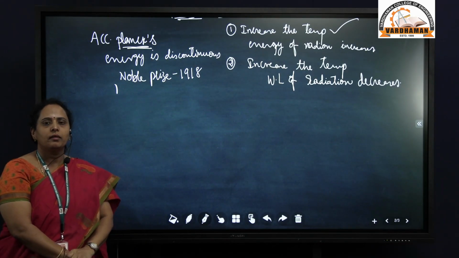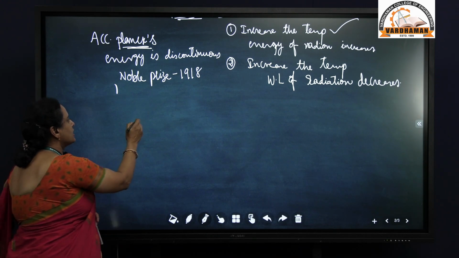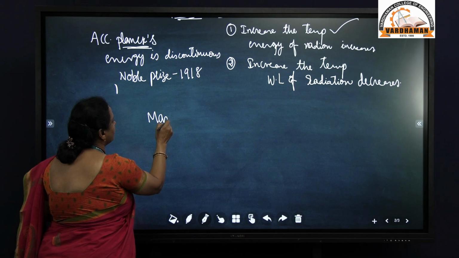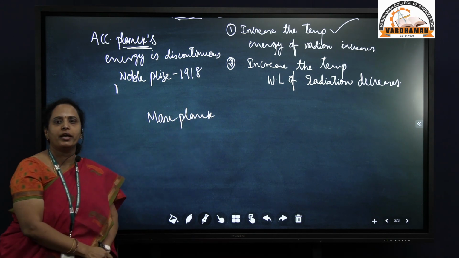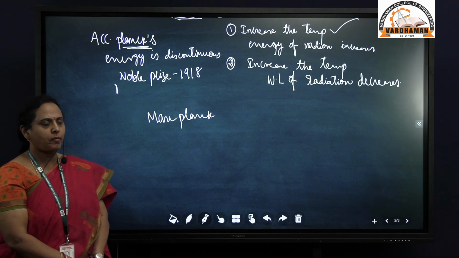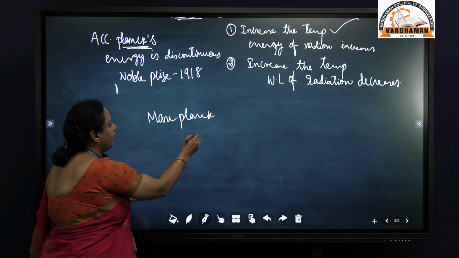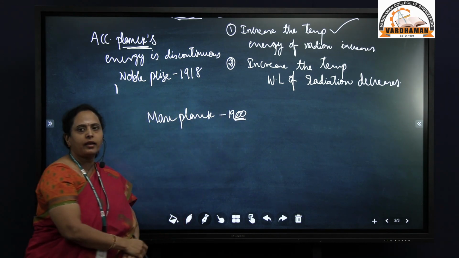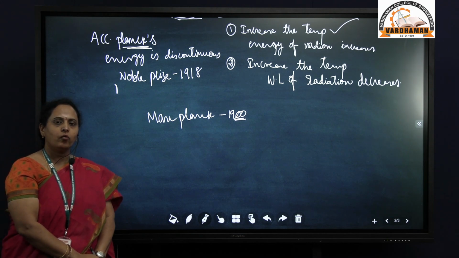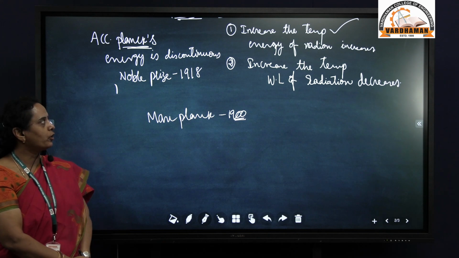Max Planck. Max Planck came into the picture to explain this black body radiation. So Max Planck explained the black body radiation around 1900. In 1900, Max Planck wanted to explain this radiation produced by the black body.